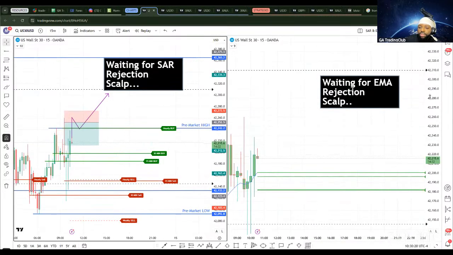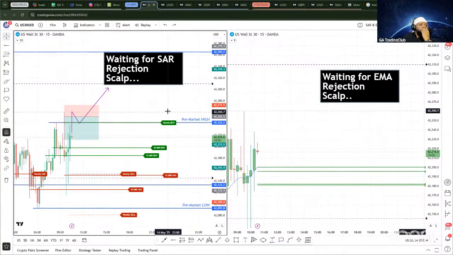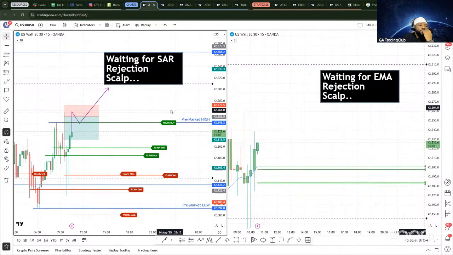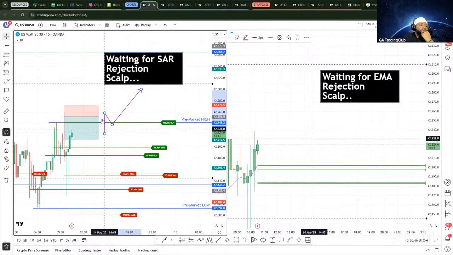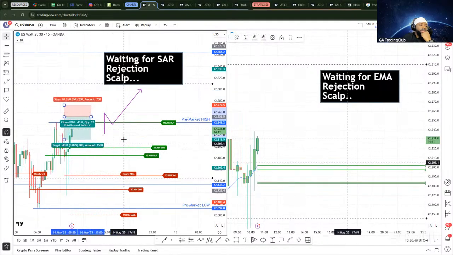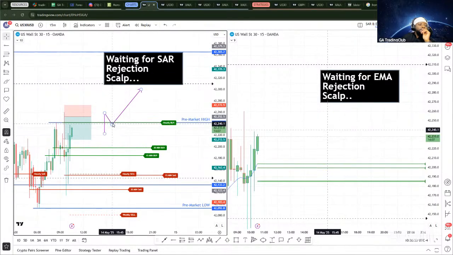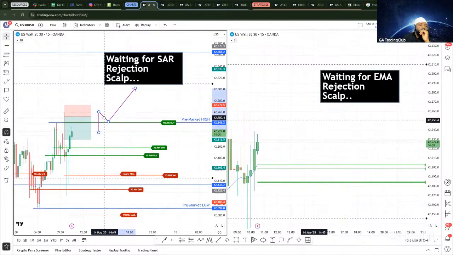All right, so it's 10:30. Let's see how this one goes once it gets to that area. I'm just curious to see. I'm interested to see a break and continuation. I want to see how the break and continuation would go for this one.